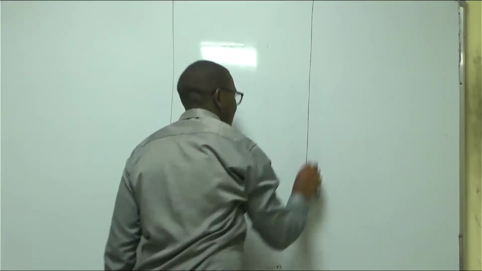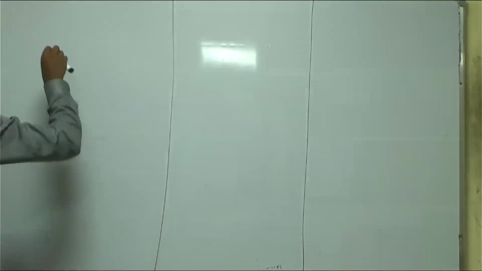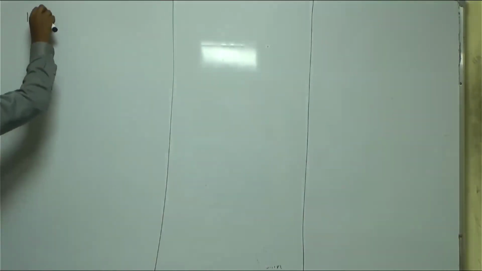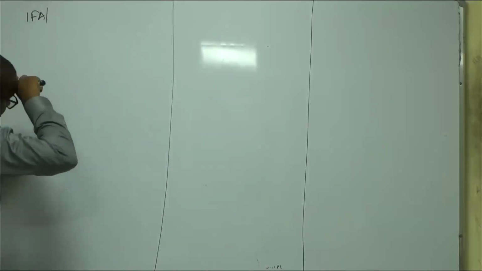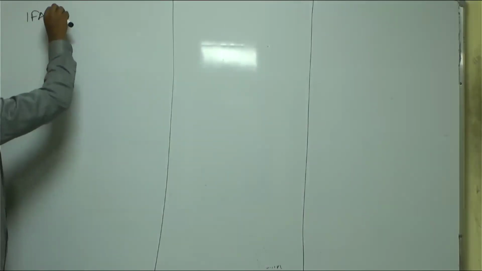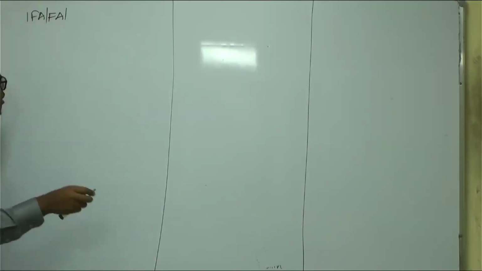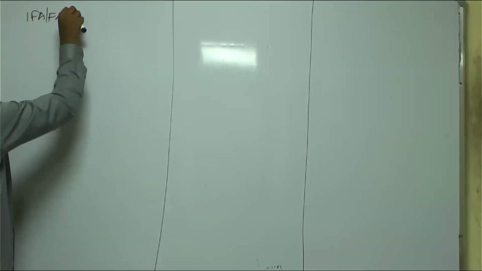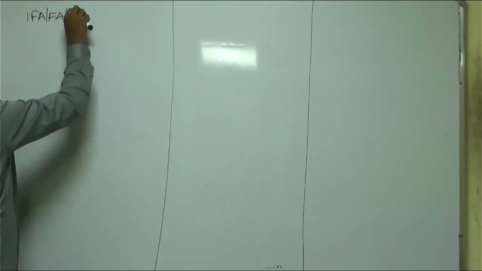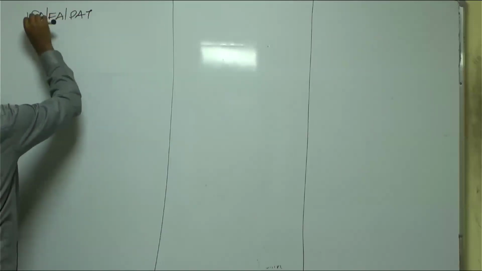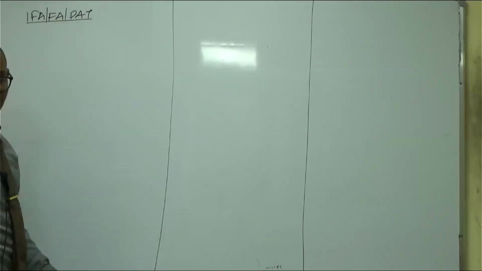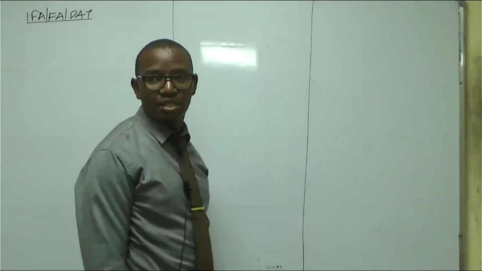The unit is called Introduction to Financial Accounting for those doing ATD. Those doing CPA, it is Financial Accounting, and for those doing CS, it is Principles of Accounting and Taxation.